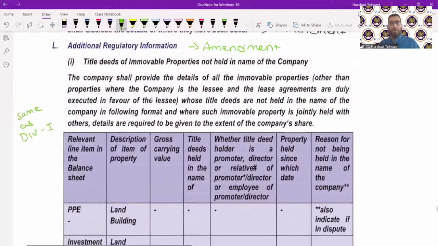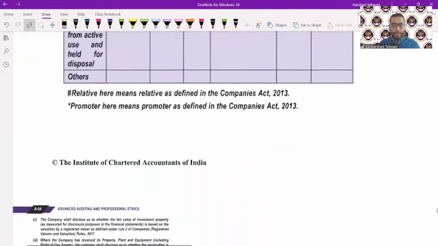Clear? So you can refer to the previous lecture also, where we discussed in detail immovable property not held in the name of the company, like being held in the name of a director or someone else, except for lease agreements. Pretty much same as Division 1. There is no change. Whatever amendment was in Division 1 for this particular clause, it is applicable over here also.